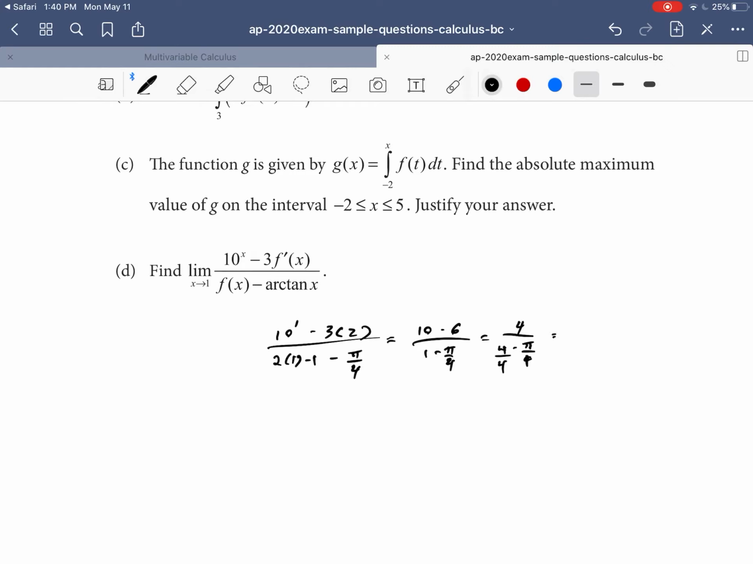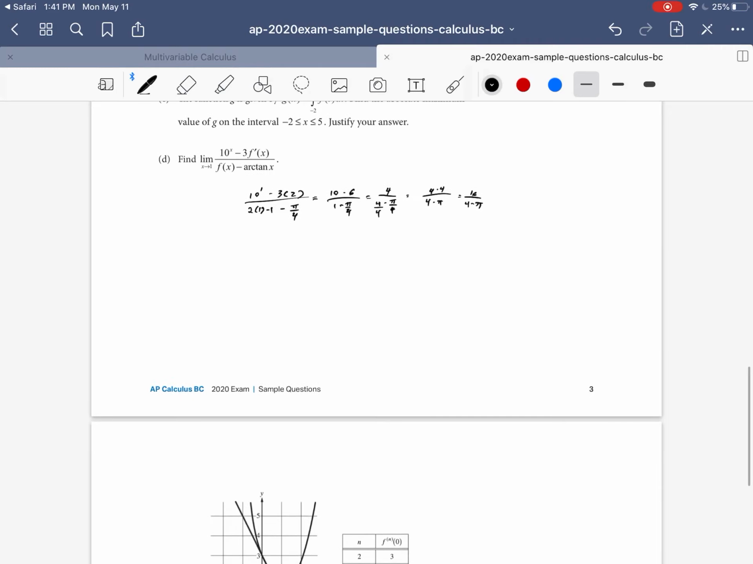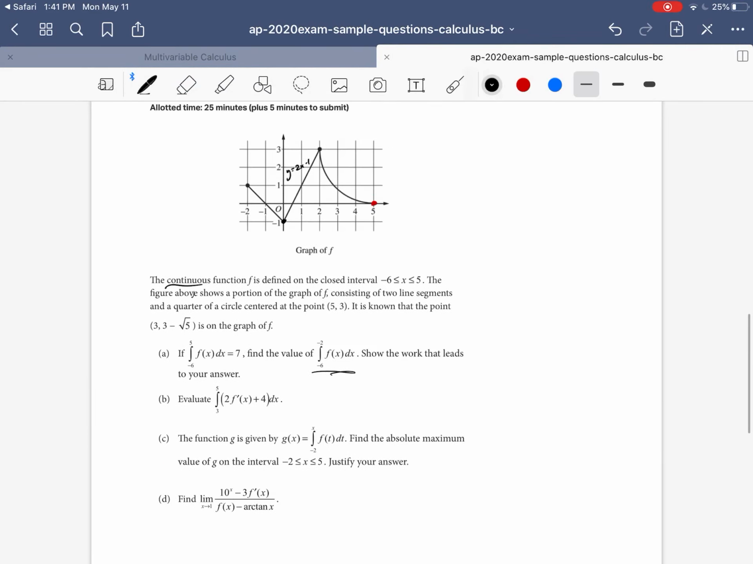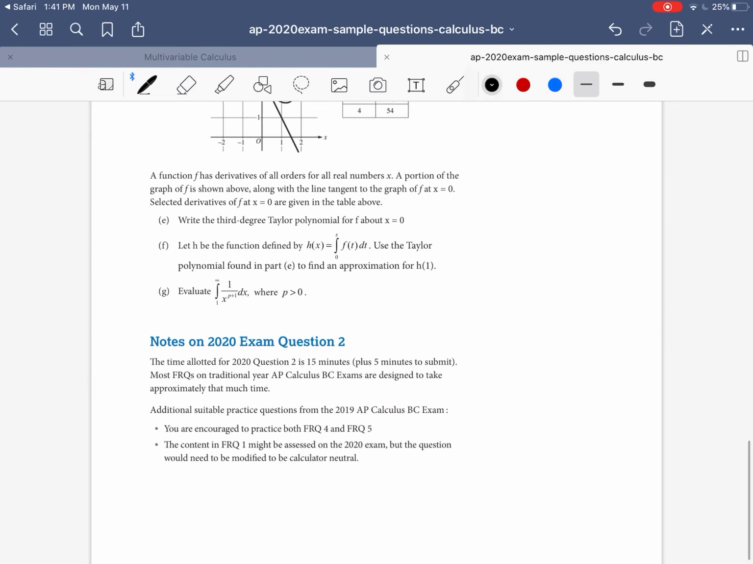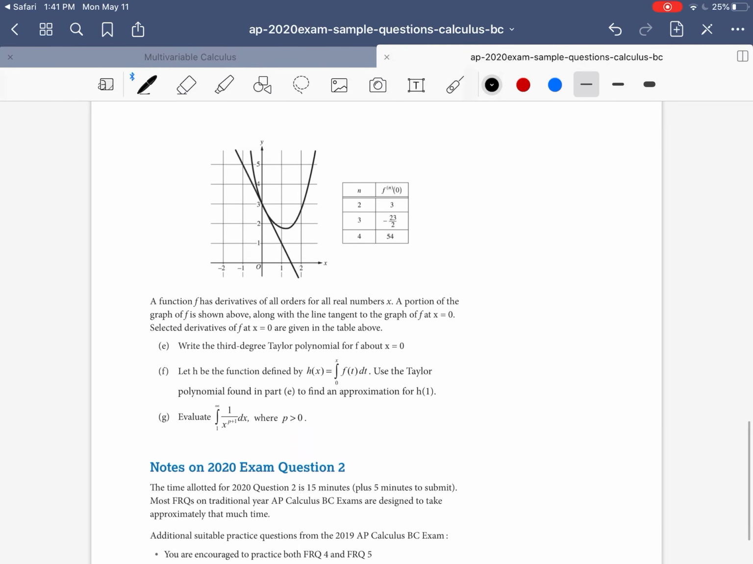And so we get 4 over 1 minus pi over 4. And I don't think they would want you to simplify it any farther than that, but I can make this 4 over 4 minus pi, times a 4 here, so that's 16 over 4 minus pi. You could have left it either way, whichever way you prefer. That takes care of parts A through D.